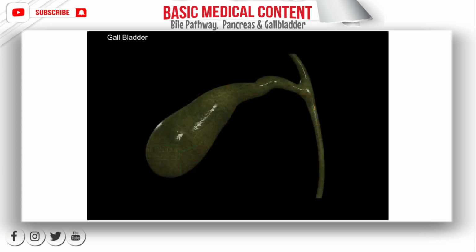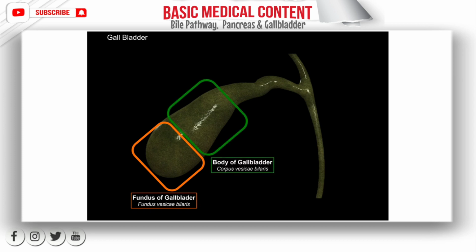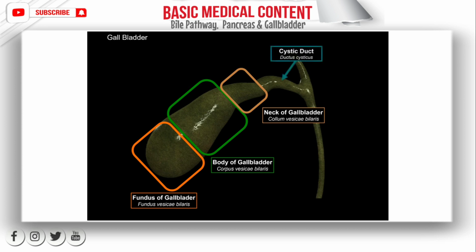Now the gallbladder is divided into 3 distinct regions. We have the rounded anterior part called the fundus, and then there's the body of the gallbladder, and then there's the neck of the gallbladder, which continues into the duct I mentioned earlier, the cystic duct, or the ductus cysticus.